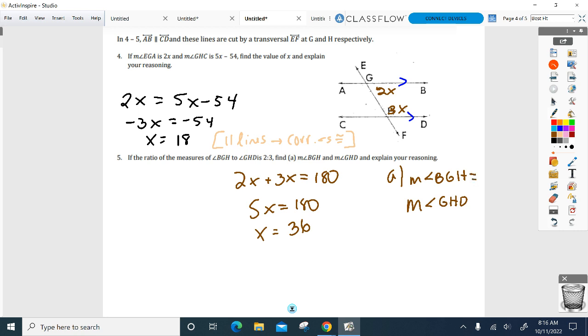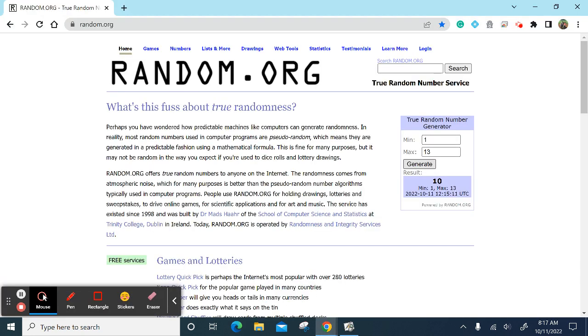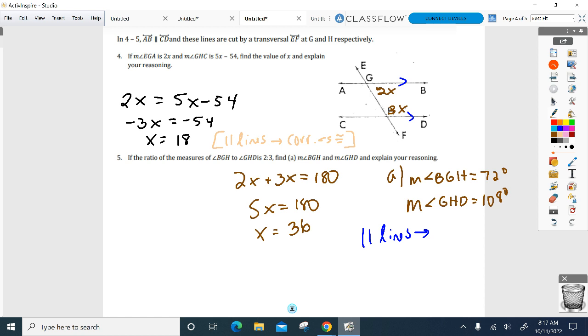Plug it back in. What are we looking at? BGH would be 72. GHD, 108. What's the last thing we need to do? Justify, right? So parallel lines imply, somebody finish this now. Tell me the type of angles we were working with and what you knew about them. Parallel lines imply what type of angles and what do we know about them? Same side interior are supplementary. Perfect.